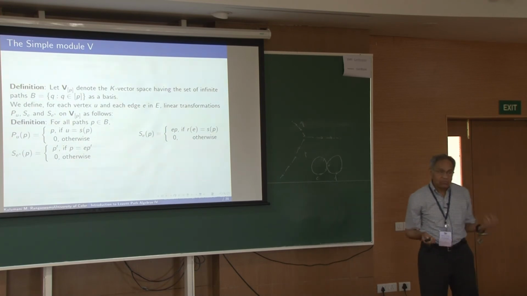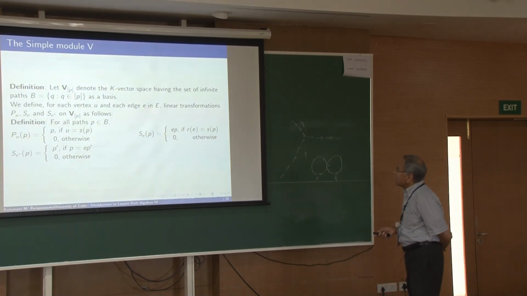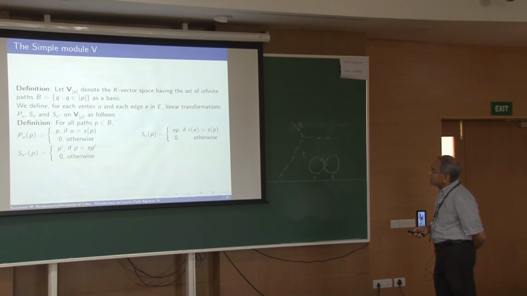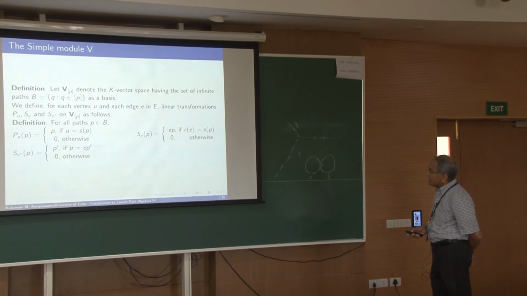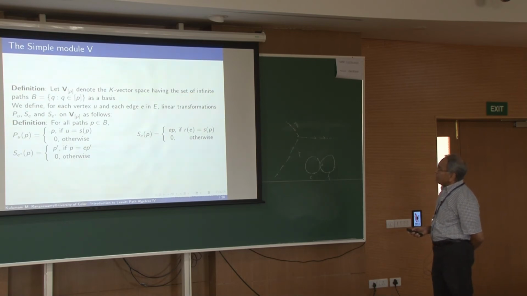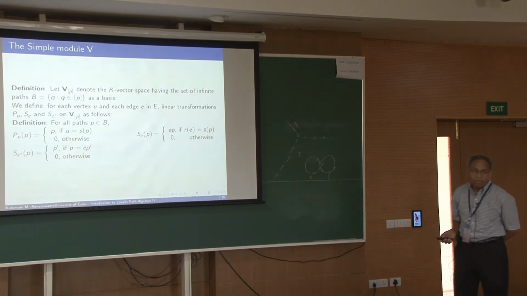And then we are going to define linear transformations, because we don't have a representation yet. Given any vertex u, we define a linear transformation P sub u. For any edge e, S sub e and S sub e star. These are linear transformations defined as follows. In order to define a linear transformation on this vector space, all I need is to know how it acts on the basis. So if you take a path Q in here, then P sub u of Q is simply equal to Q if the beginning vertex of Q, the source of Q, is u, otherwise it is 0.